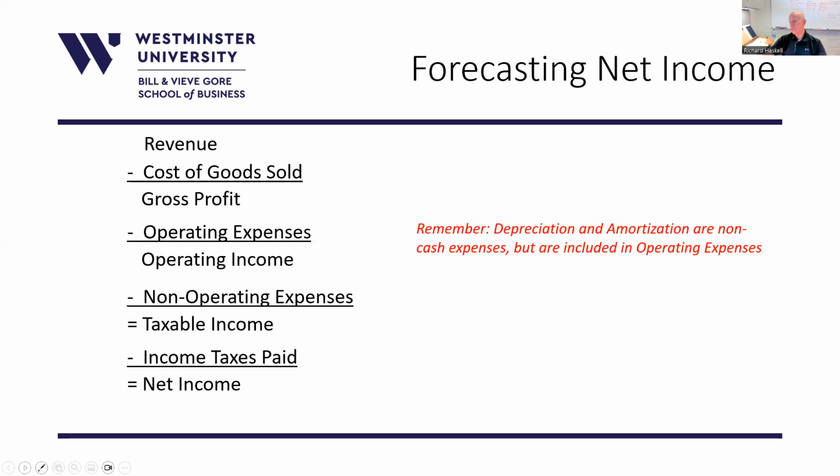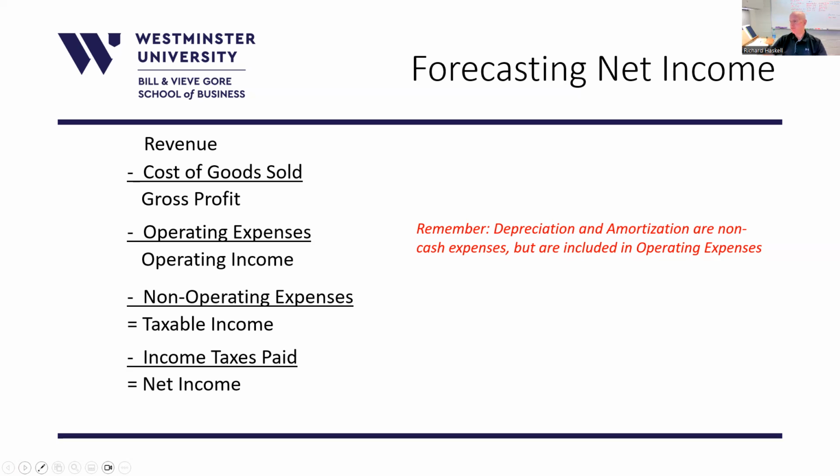The cash flow stack for forecasting net income starts at revenue. We subtract out any cost of goods sold. That results in gross profit, of course. We subtract out any operating expenses, resulting in operating income or EBIT. Now, remember that one of the operating expenses that we subtracted out of gross profit was depreciation or possibly amortization. And because these are operating expenses that we have subtracted out, and because they're non-cash expenses, we're ultimately going to have to put those back.